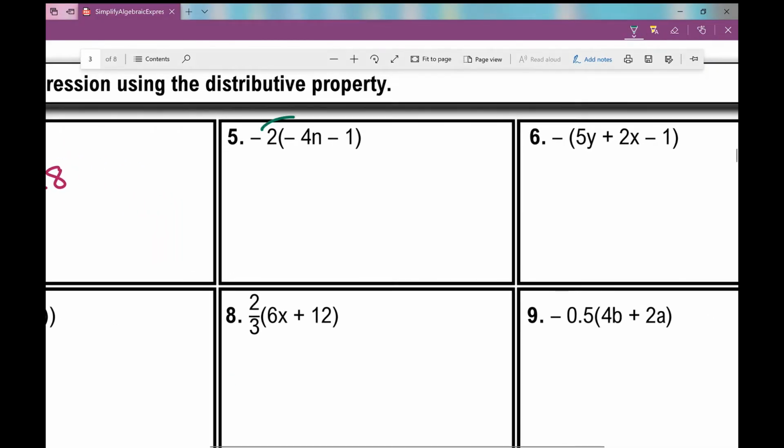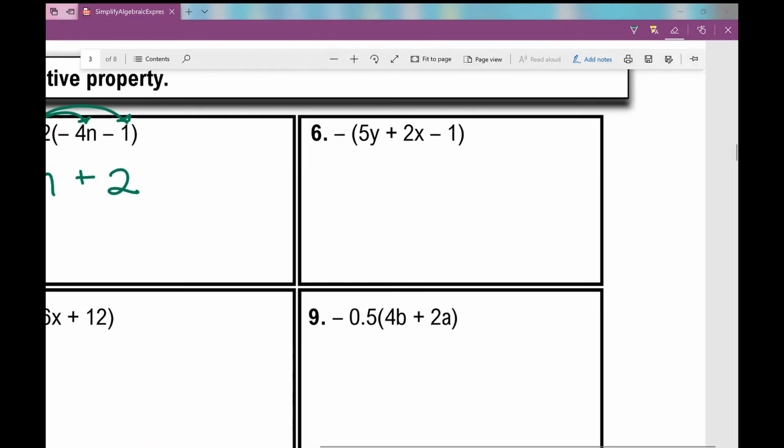Negative 2 times negative 4n, negative 2 times negative 1. What's negative 2 times negative 4? Positive 8. Don't forget your variable. Then negative 2 times negative 1, positive 2. Again, I had 2 terms in my parentheses. I've got 2 terms in my answer, and they're both changed. Awesome. Good job. Let's move on to number 6.